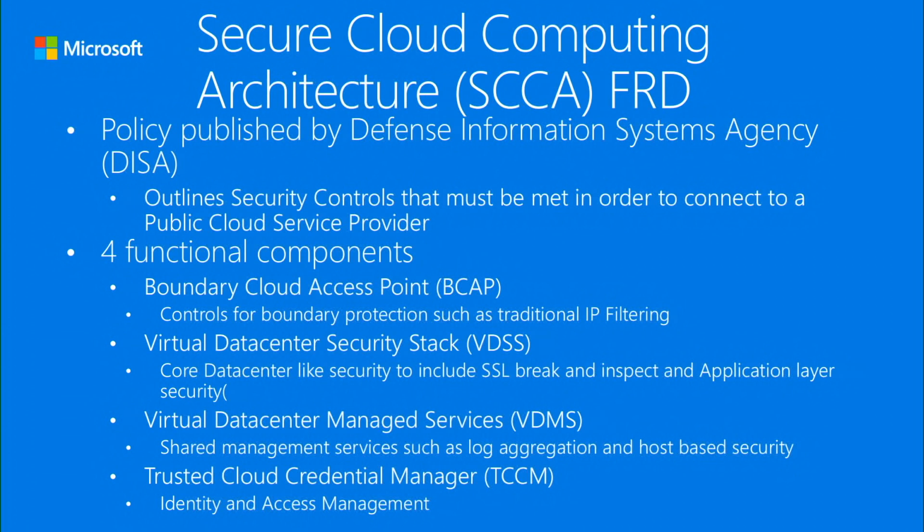What they call SCCA FRD essentially outlines all the security policies that need to be met in order to connect to a commercial cloud provider such as Azure, right? This policy has four functional components. The first one they call the boundary cloud access point, and this is essentially boundary protection, traditional IP filtering, and things like that. It sits in between the DoD's on-premises network and the cloud, sort of like a connection point.